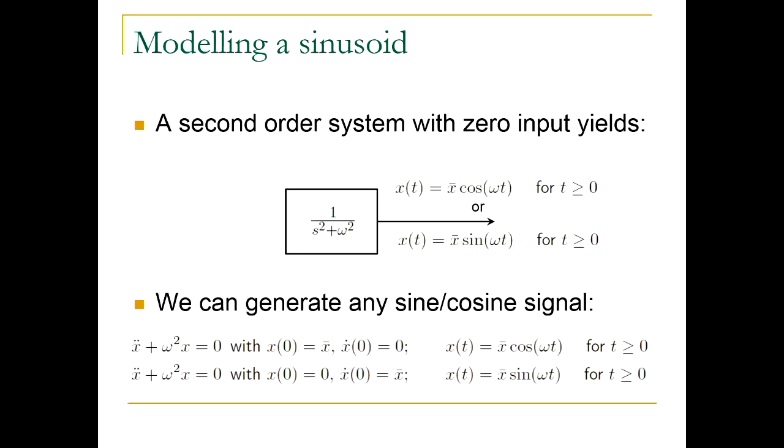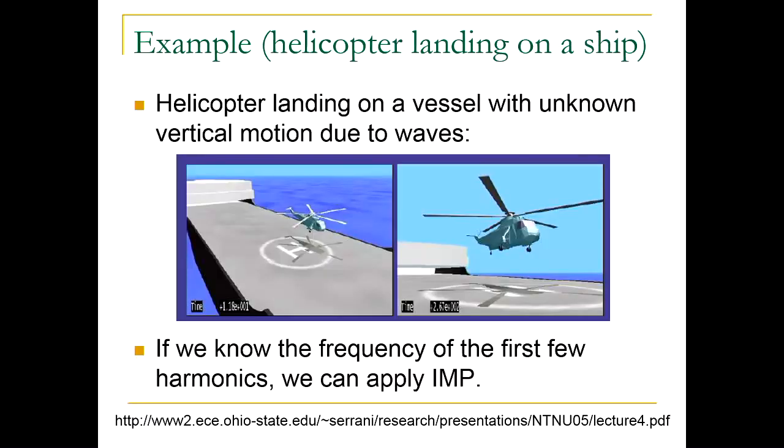By the way, if you think that your disturbance is like a sum of sinusoids, you can add these things up. So you can have s squared plus omega 1 squared, then s squared plus omega 2 squared. You can have several of these blocks generating different frequencies. If you look at a general signal, you can approximate it using a Fourier series expansion with finite truncation, with finitely many frequencies. Then you can generate each of these frequencies in the same way. All right? This is a very cool example.